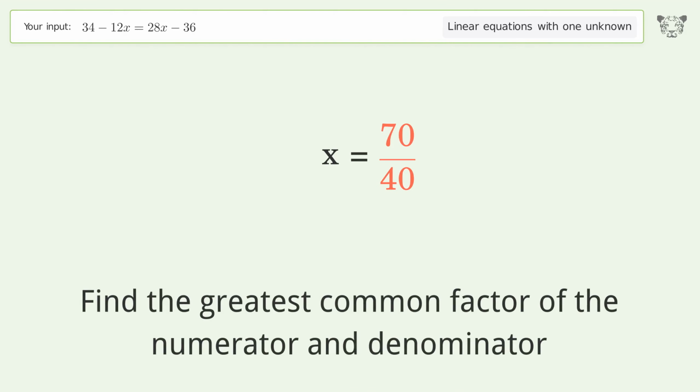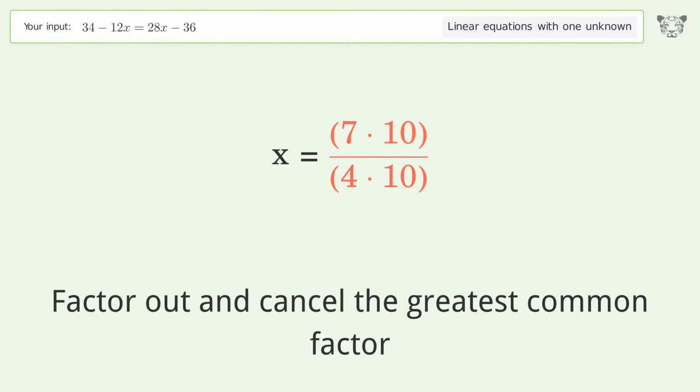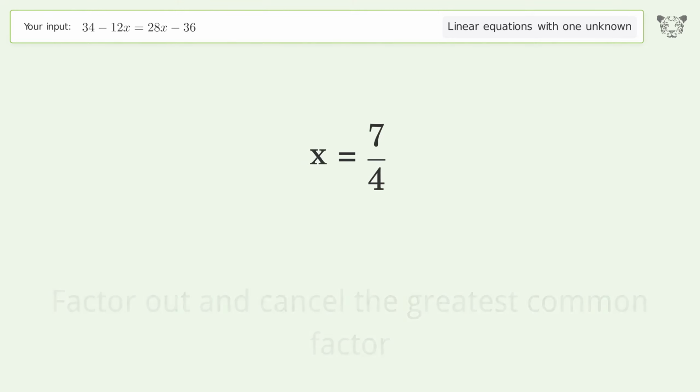Find the greatest common factor of the numerator and denominator. Factor out and cancel the greatest common factor. And so the final result is x equals 7/4.